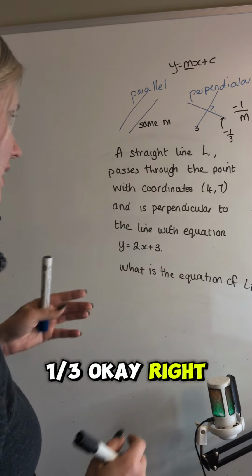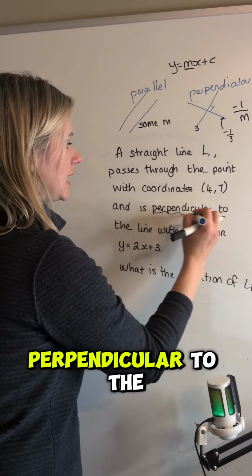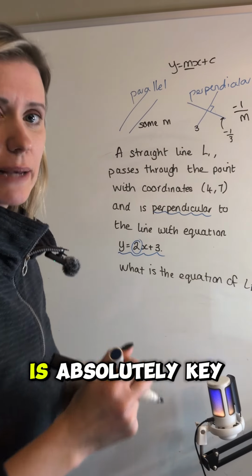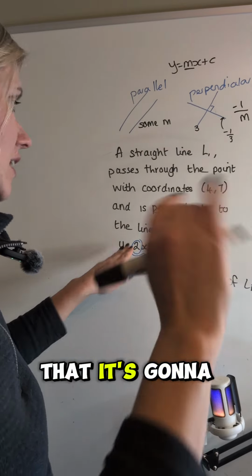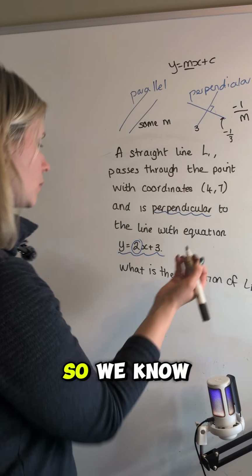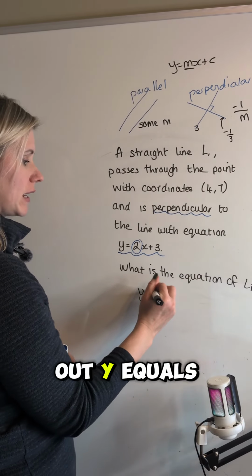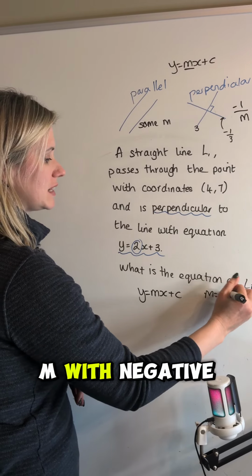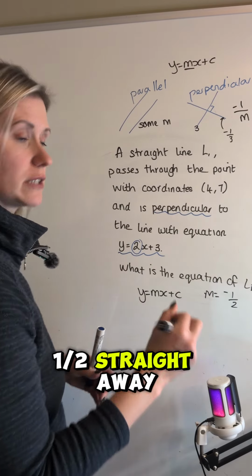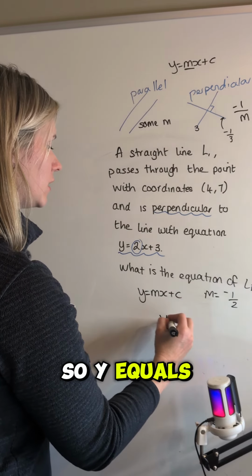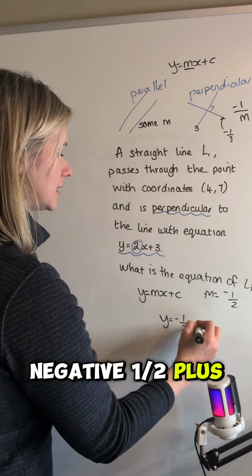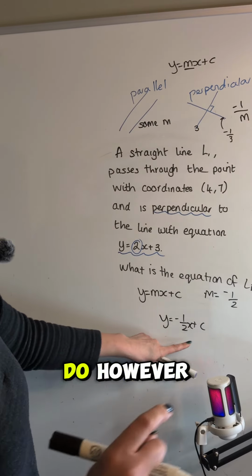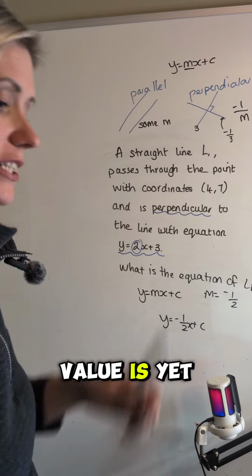Right, so we have one that is perpendicular to the line y equals 2x plus 3. So that 2 is absolutely key there. We know that it's going to be a negative reciprocal gradient. So if we wrote out y equals mx plus c as our general formula, we can replace m with -1/2 straight away. So y equals -1/2 x plus c. What we can't do, however, is figure out what the c value is yet.